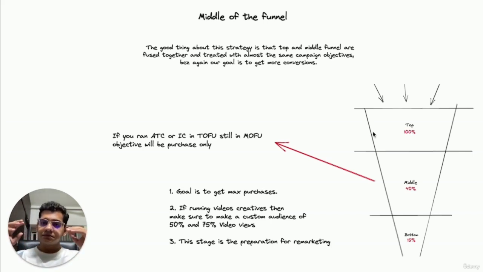And now basically we would be making an audience. We would be making a group of these people, 50% and 75% people, for the remarketing campaign later down the line. So the major goal, the core goal apart from getting purchases, is to prepare the funnel, to prepare your entire business line to get into the remarketing phase. The job of the middle of the funnel is to prepare the bottom for remarketing.